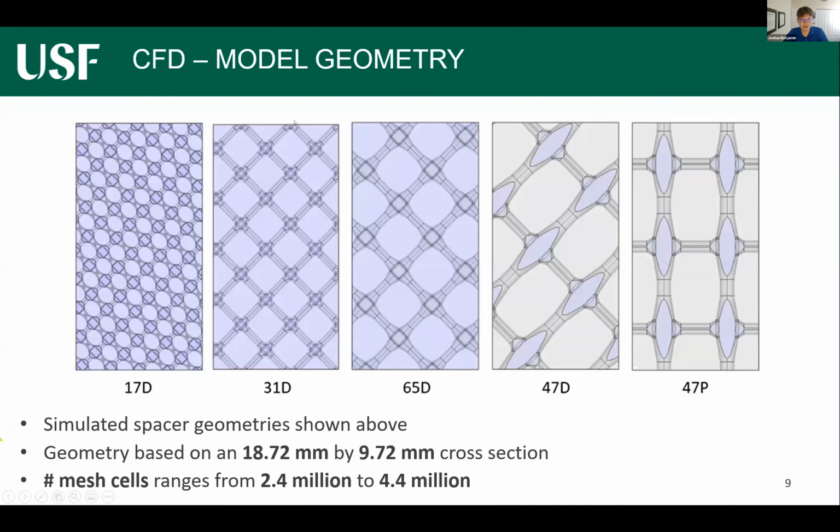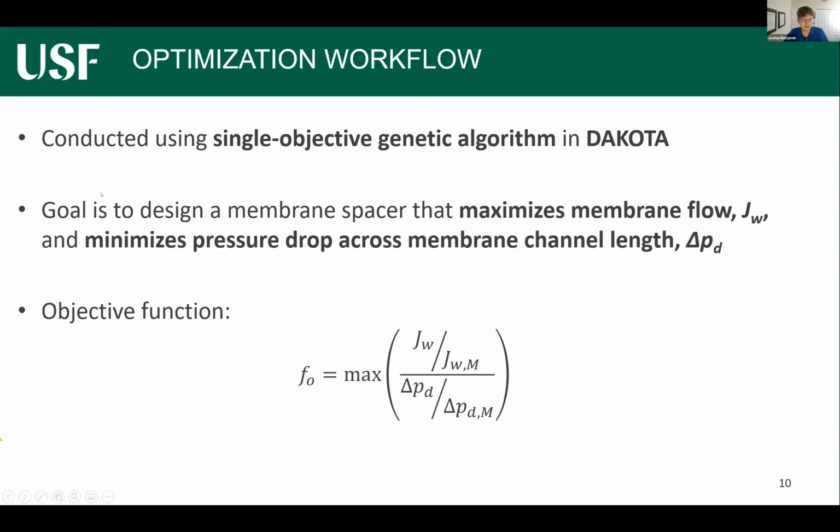In terms of the geometry that we modeled with the CFD, there are 5 different types of geometries, which you can see in this graphic. It's the same as the geometries in the experimental component. And these geometries are based on an 18 by 9 millimeter cross section with the number of mesh shells ranging from 2 to 4.4 million. And then, with the CFD, we're able to see how different spacers perform.